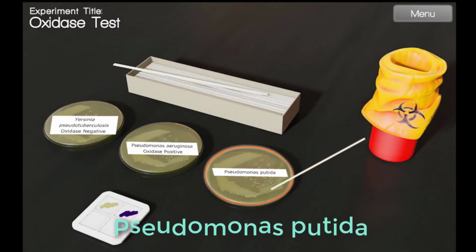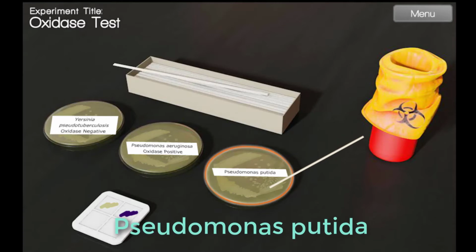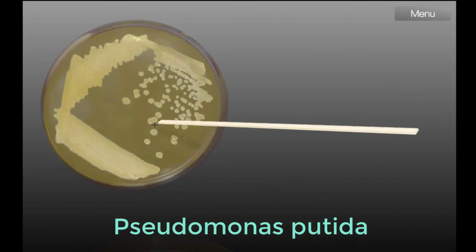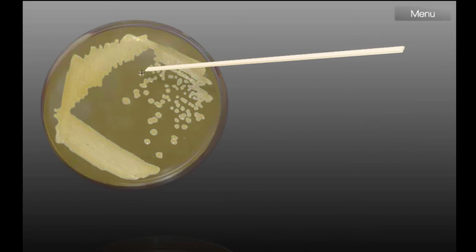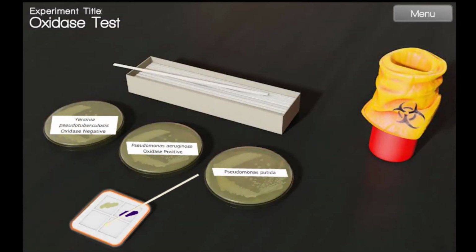Next, let's choose a colony from Pseudomonas putida. We'll choose a colony that's out by itself and smear a portion of the bacteria onto one quadrant of the dry slide.